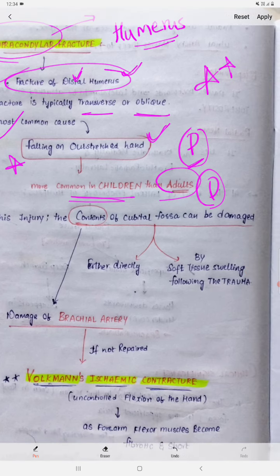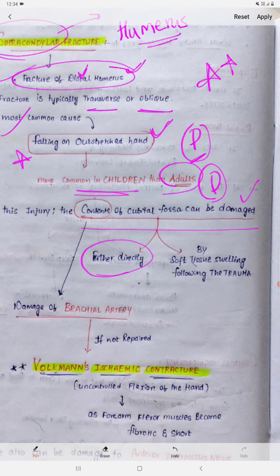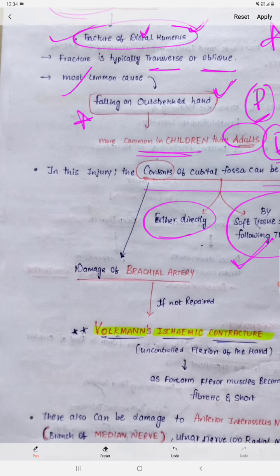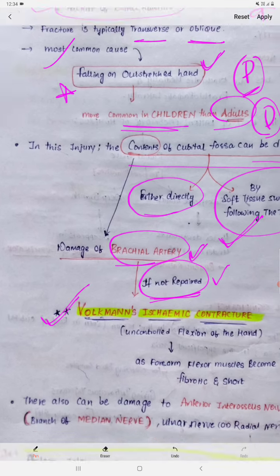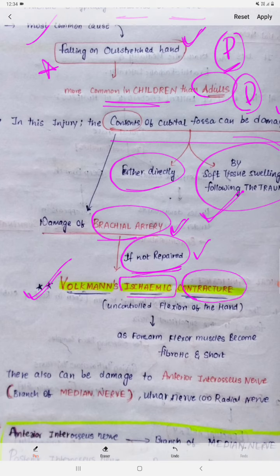The contents of the cubital fossa can be damaged either directly or by the soft tissue swelling following the trauma, so that indirectly it will affect the cubital fossa contents. One of the contents is the brachial artery, right? If any injury occurs to the brachial artery, like when one falls on an outstretched hand, directly or indirectly, and it is not repaired, then a condition will occur that is called Volkmann's ischemic contracture. And this is such an important thing, Volkmann's ischemic contracture.